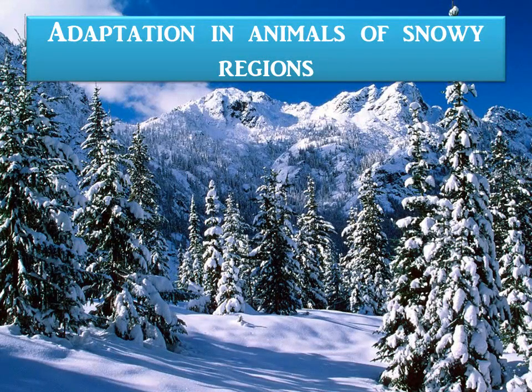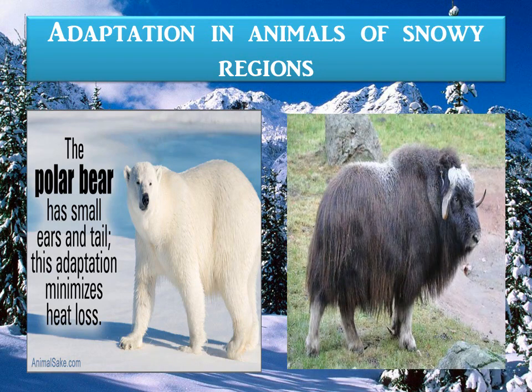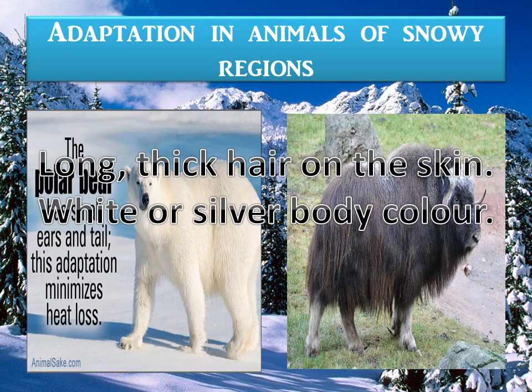Adaptation in animals of snowy region. The polar bear has small ears and tail. This adaptation minimizes heat loss. Here, the animals have long, thick hair on the skin, and they are mostly white or silver in body color.